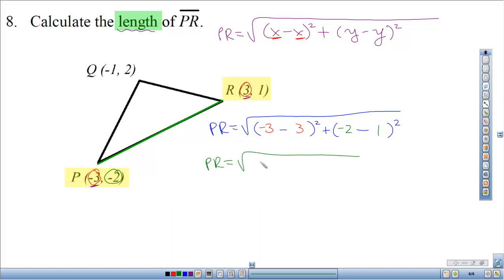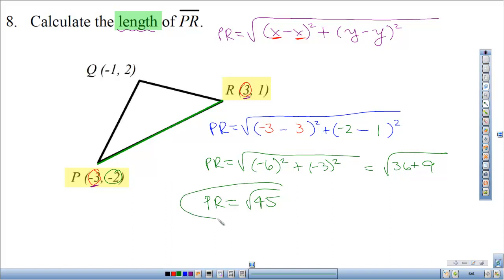So -3 minus 3 comes out to be -6 squared. And -2 minus 1 comes out to be -3 squared. And that means I have the square root of, what is -6 times itself? It's positive 36. And -3 times itself, remember this is going to come out to be positive, what would that be, 9? And that means PR has a length of square root 45. And because 45 is not a perfect square, it's not like 64 or 121, one of those numbers you get by multiplying something times itself, you would just leave that as your answer.